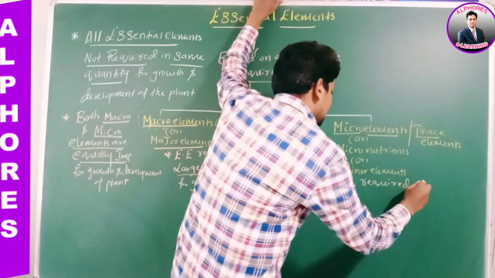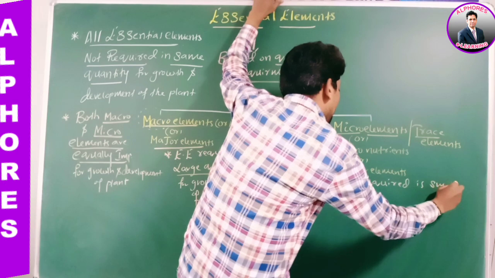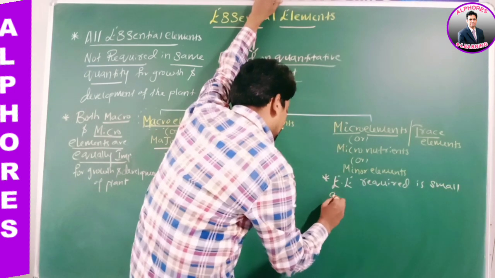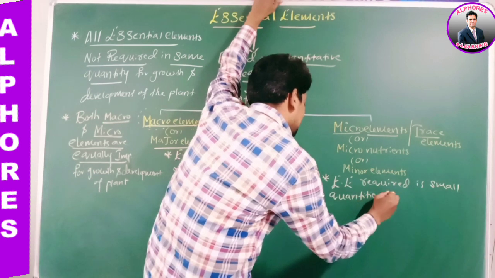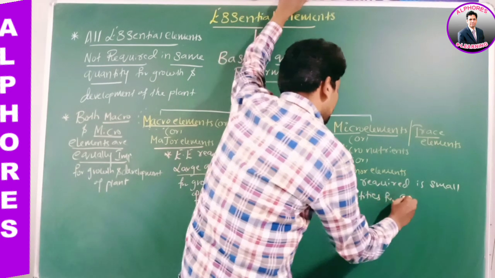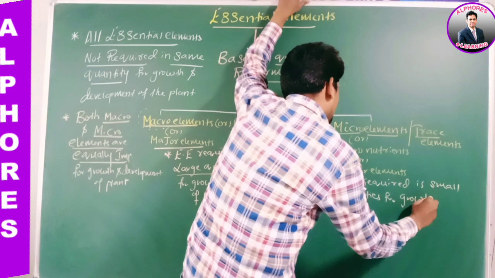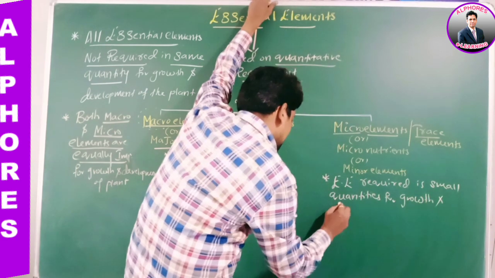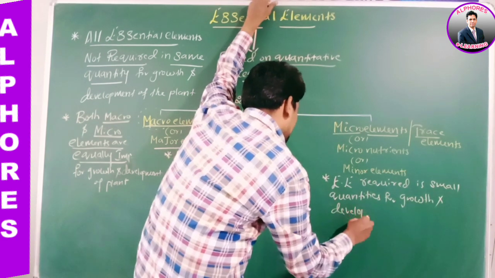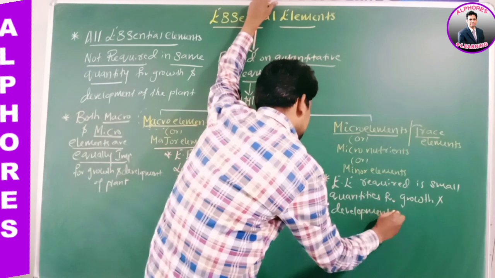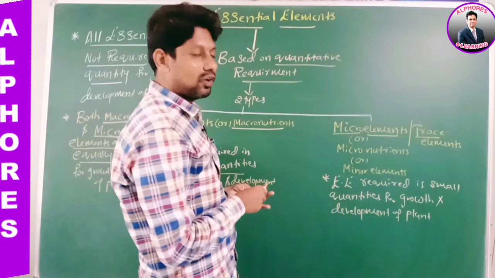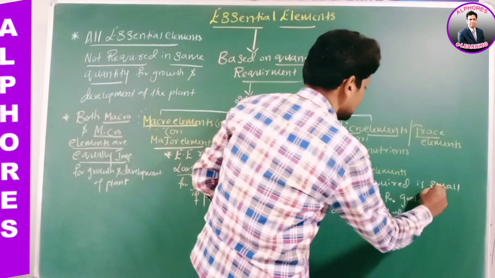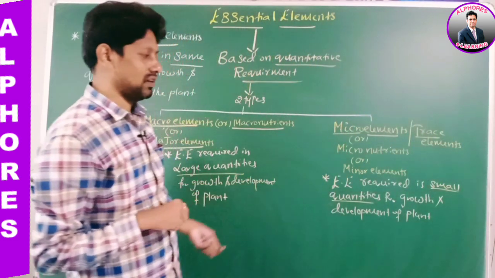Essential elements required in small quantities. Required in small quantities for what? For growth and development of the plant. Is this statement okay? Therefore, micro elements are required in which quantities, sir? Small quantities for growth and development of the plant.